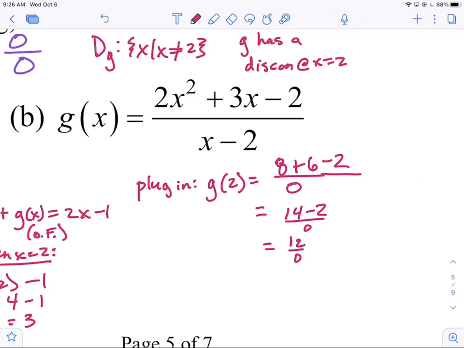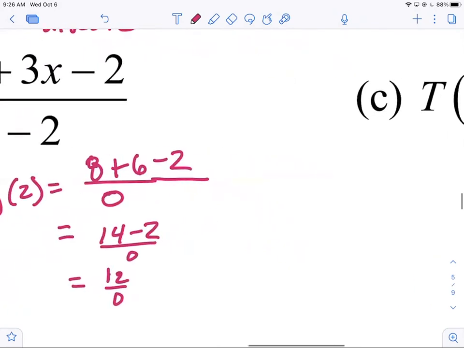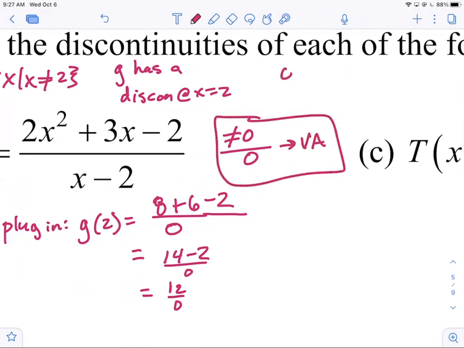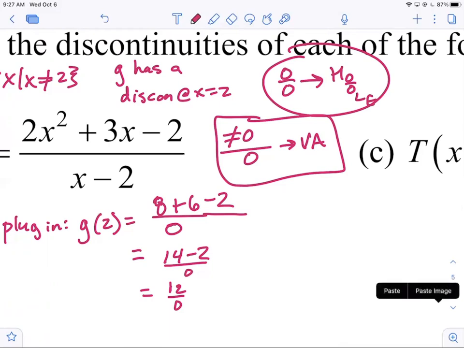The vertical asymptote, which is the non-removable infinite discontinuity. It turns out that if you plug in and you get non-zero over 0, that means there's a vertical asymptote there. 0 over 0 means there's a hole. But any non-zero number over 0 means there's a vertical asymptote. That's pretty cool.